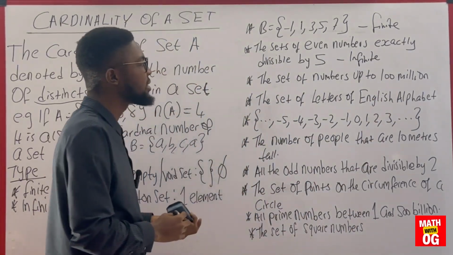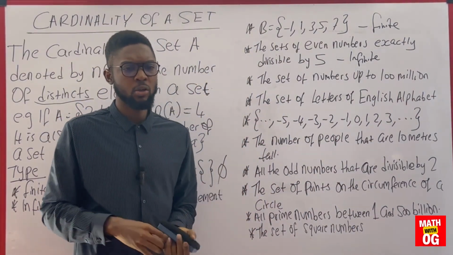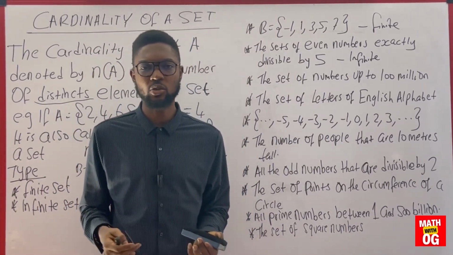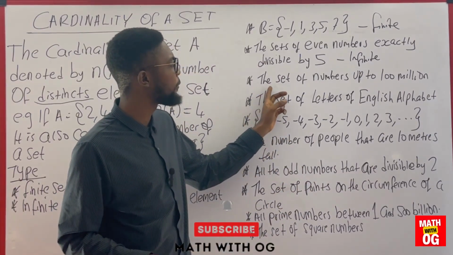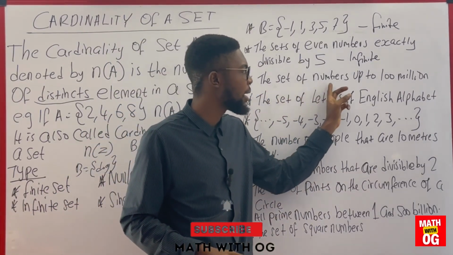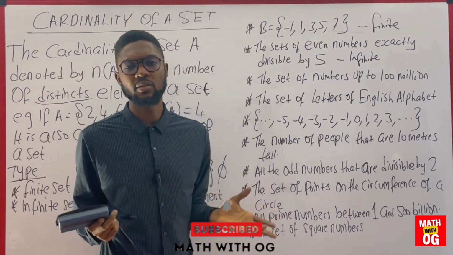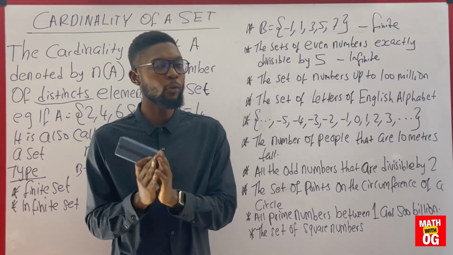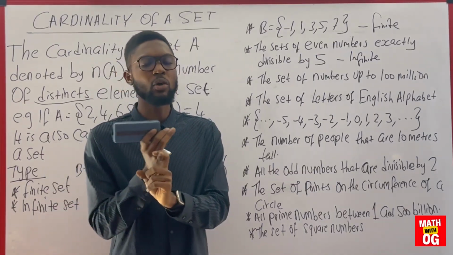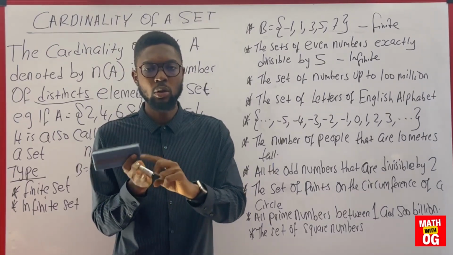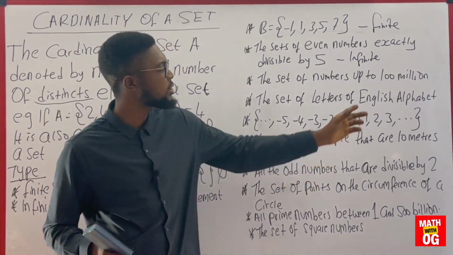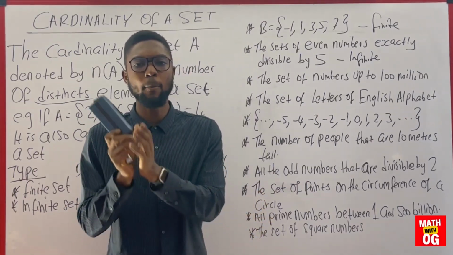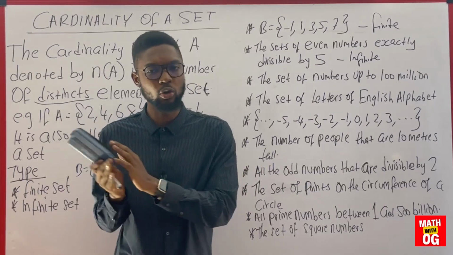Now the third one, the set of numbers up to 100 million. You might be wondering, the set of numbers up to 100 million, they are simply 100 million numbers. That is wrong. If I say the set of positive whole numbers up to 100 million, that is a finite set. You are going to have 1, 2, 3, 4. You will keep listing till you get to 100 million. So I believe that is finite. It's countable, meaning you have 100 million positive whole numbers up to 100 million.